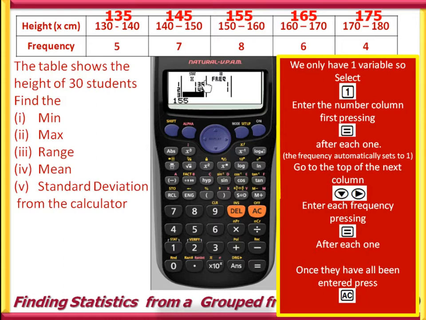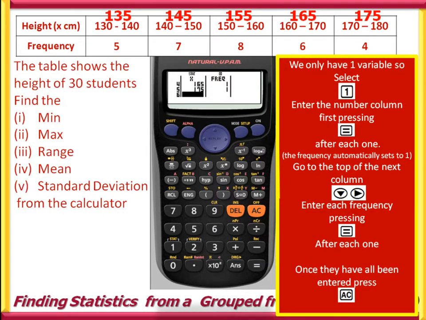So I've inputted 135 first, then I press the equals button. Then I inputted 145 second, then I press the equals button. Now I'm pressing 155 and I'm going to press the equals button. Then I inputted 165, press the equals button, and 175 and press the equals button. Notice that my frequencies are all at 1 automatically. So now I've inputted all my x values, my midpoints.